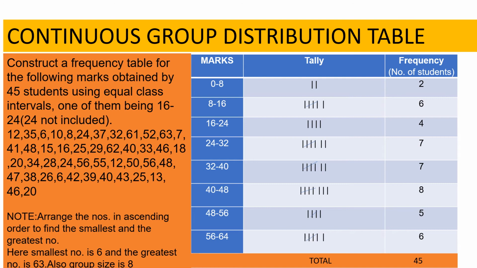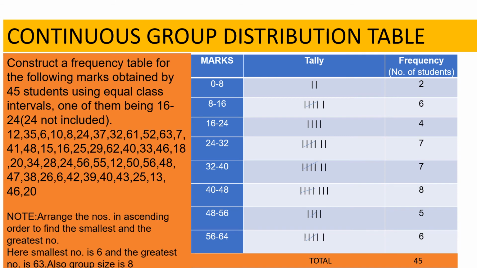Also, while making the groups you should be careful that in all the class intervals the class size should be the same. For 0 to 8, the difference is 8. Again in 8 to 16 the difference is 8. Throughout, the difference should be the same, that is, the class size should be the same. Coming to the data, first number is 12. This number lies in the class interval between 8 to 16. So we will make a tally mark in front of the class interval 8 to 16.